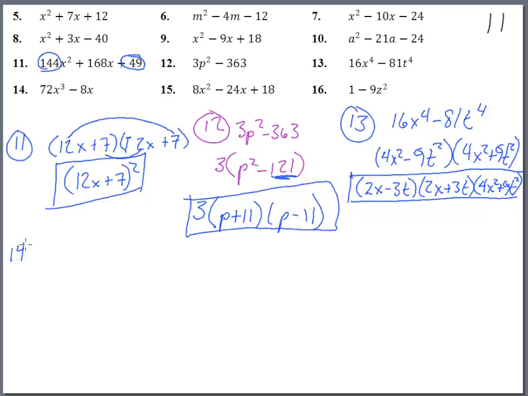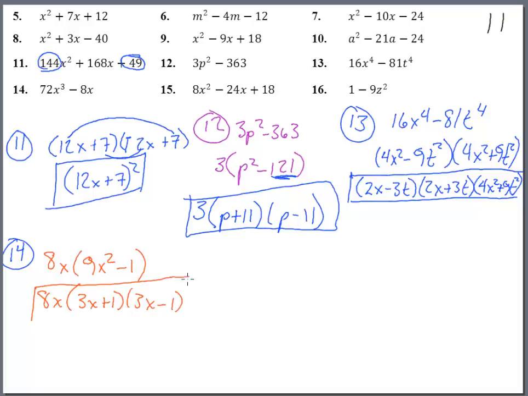Number 14. 2 terms. Can we pull out something common? Yes, there's an 8 and an x in both of those. So we could do 8x, and we get 9x squared minus 1. This is now a difference, a subtraction of 2 perfect squares. So this is going to break up into 3x plus 1, 3x minus 1, and then that 8x comes and sits right in front there. Number 15.